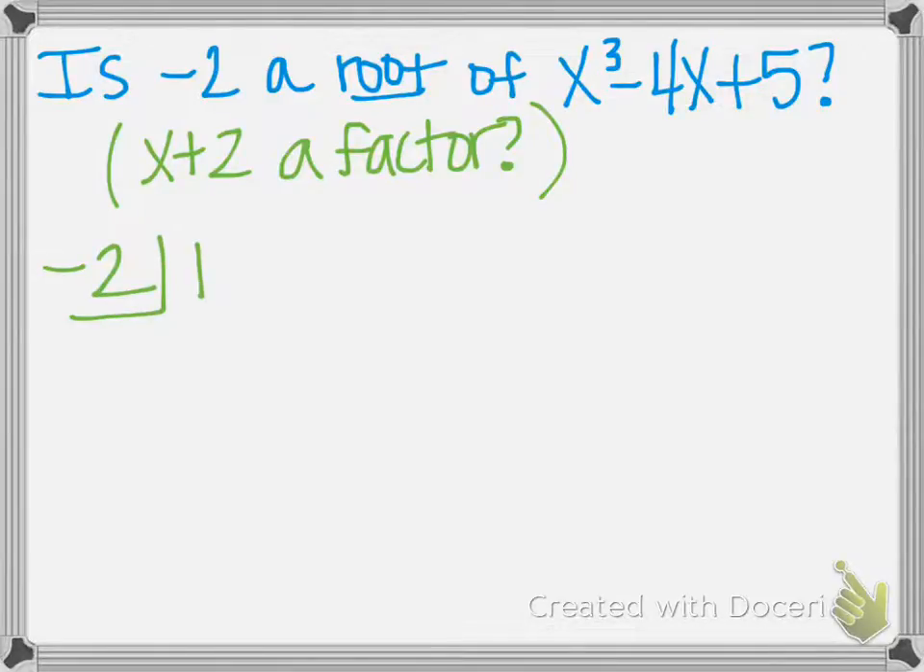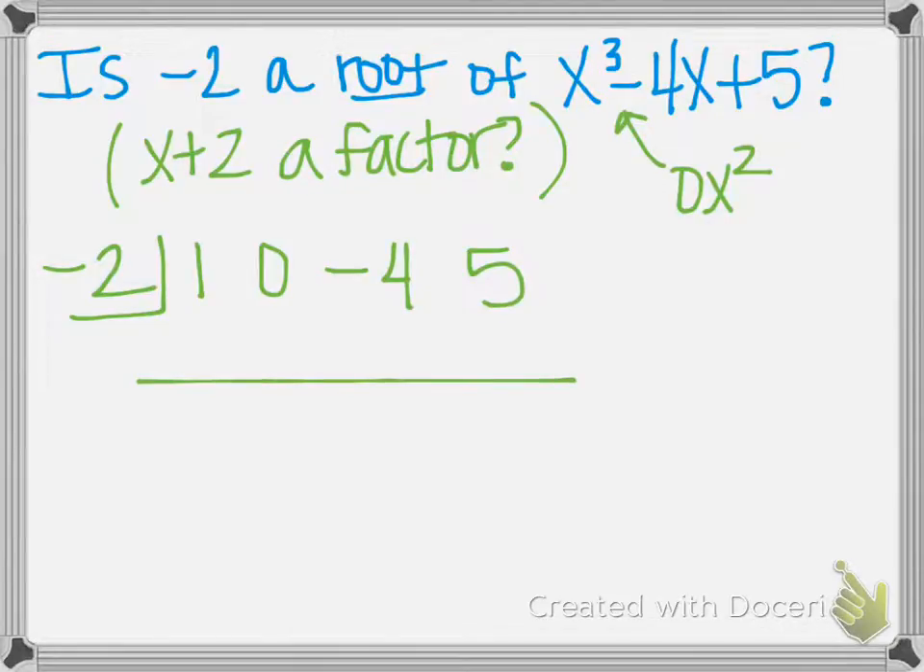List out your coefficients, but hang on, careful, make sure you notice that this is missing your x squared term. So I need to insert a 0 right there. If you don't, you won't really get the right answer. So 1, 0, negative 4, positive 5. Okay, so again, drop down my first coefficient, 1 times negative 2. This starts to go really fast once you get the hang of it.